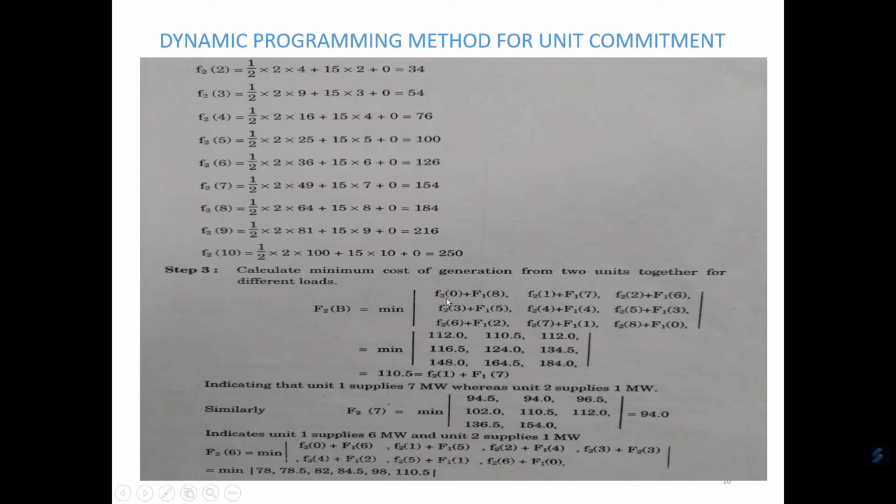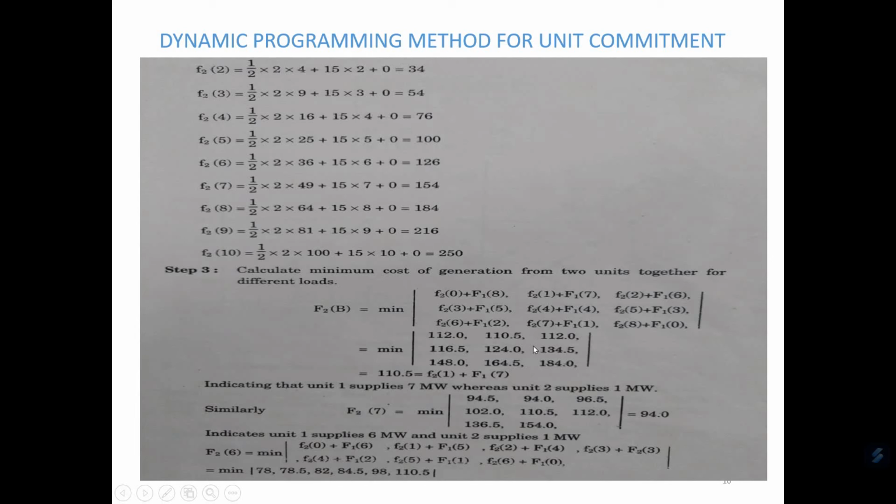We have the values F2 of 0, F1 of 8, and F2 of 1, F1 of 7. We already discussed step 1 and step 2. Just put those values here, then you will get the total cost. F2 of 0 plus F1 of 8 is 112. F2 of 1 plus F1 of 7 is 110.5. And similarly, you can write the cost of generation for all combinations.